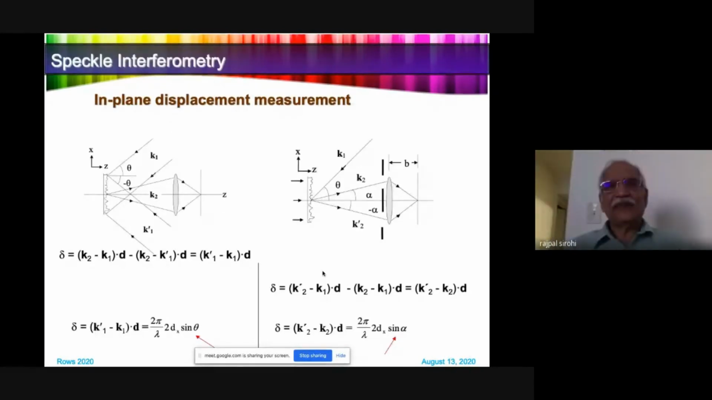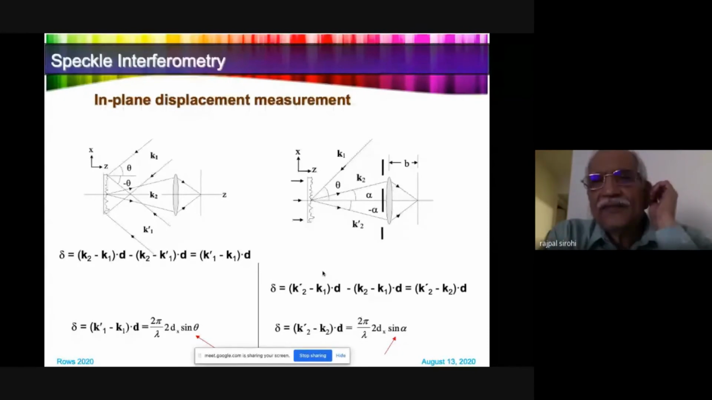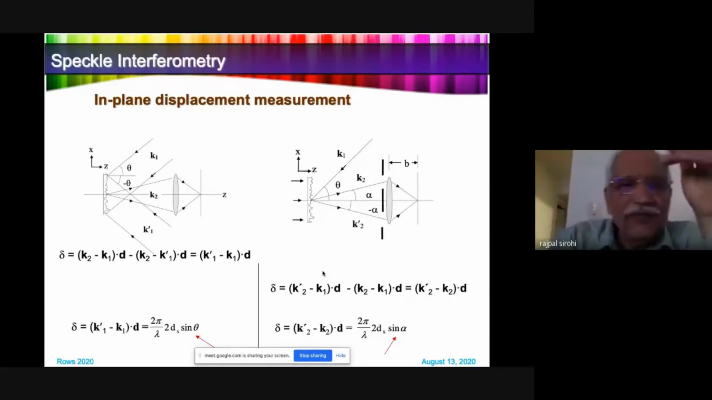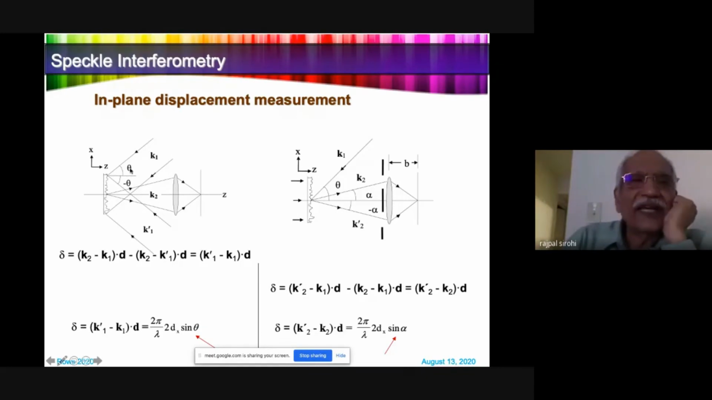This is in-plane displacement measurement, which means in this kind of arrangement, I sense only the in-plane component. The object is in the XY plane, and the G direction is along the optic axis. And if you put all these things, you will find that the delta is a function of the x component of the deformation vector and the sine of the angle. And here also the x component of the deformation vector and the sine of angle alpha. Obviously, this alpha is much smaller. Here, theta can be varied a lot. And therefore, these two techniques have different sensitivities, but they are configured just to give you an in-plane displacement component.